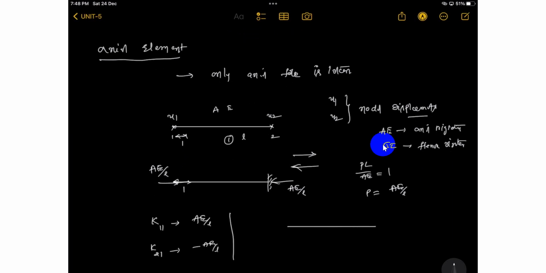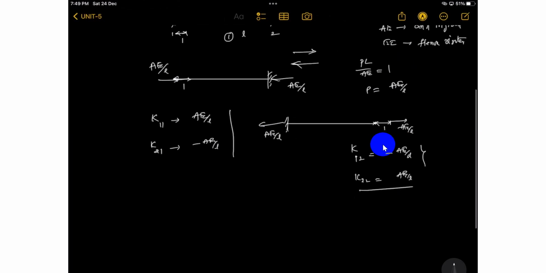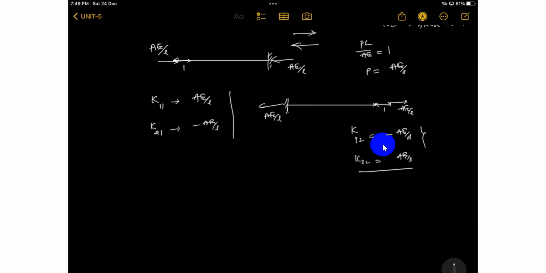Now apply a unit displacement in the direction of 2. Don't allow displacement in the other direction, arrest it. How much force is required? It's AE by L, by equilibrium. So K12 is minus AE by L and K22 is AE by L. That's it, only axial force. Now write down the stiffness matrix for the axial element.